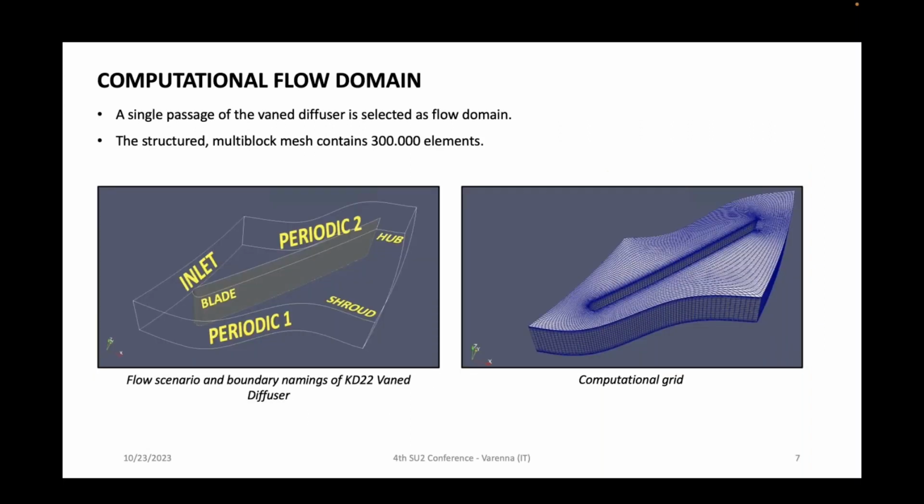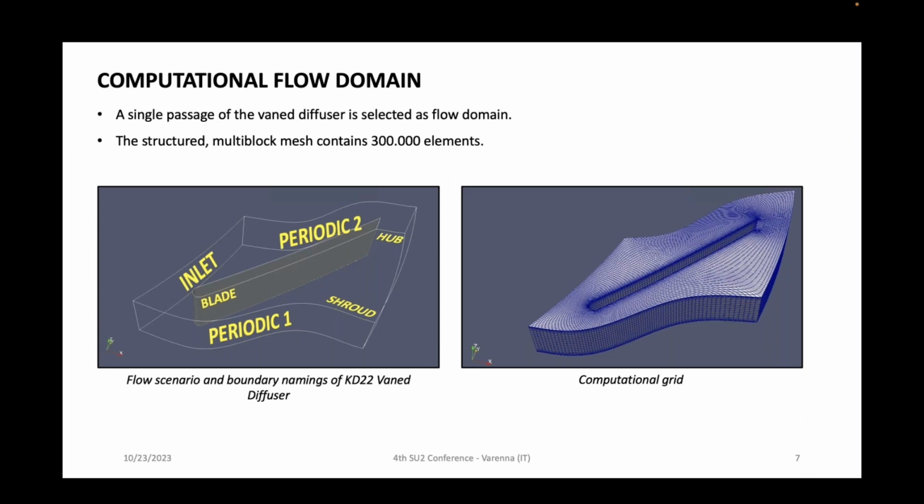Let's talk a bit about the flow domain. This is the flow passage. We established periodic boundary conditions. Hub, shroud and vane are walls. It's not invisible, of course. It's a RANS solution. We will see inlet and outlet this way. This is the computational grid. It's a multi-block mesh.